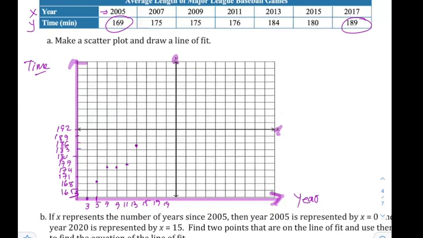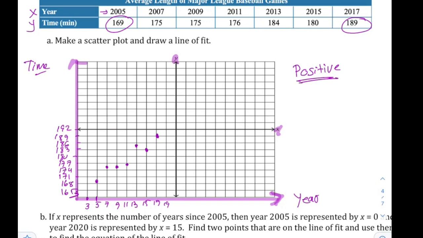2015 with 180, it's decreasing a little again. 2015 with 180, somewhere here. 2017 with 189, it's increasing again. I'll make it a little bit darker so that you can see how the scatter plot looks. As you see here, the trend is increasing, so it shows a positive correlation.